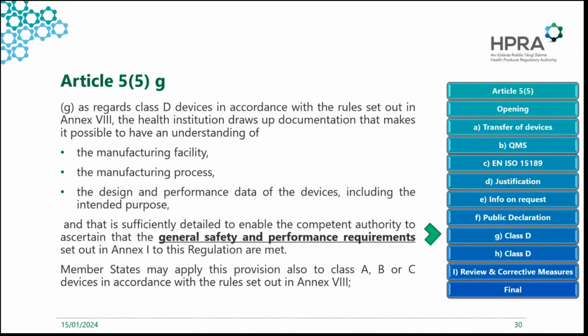So what this is saying is, if you're producing Class D in-house IVDs, then you have to draw up additional documentation that makes it possible to understand the manufacturing facility. So what is the infrastructure you have in place to produce these devices, the manufacturing process, the design and performance of the devices, including the intended purpose, that's sufficiently detailed to enable a competent authority to ascertain the general safety and performance requirements of this regulation are met. So this only applies if you have Class D devices, but it's that additional layer of information where you're specifying how exactly you're going to create these devices and what the performance of these devices should be going forward.